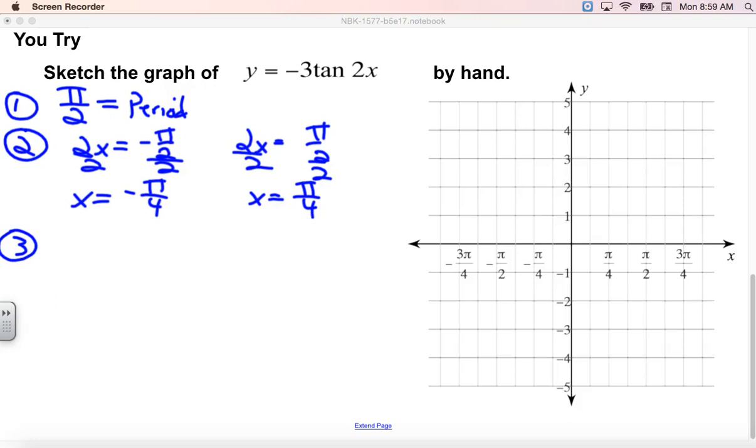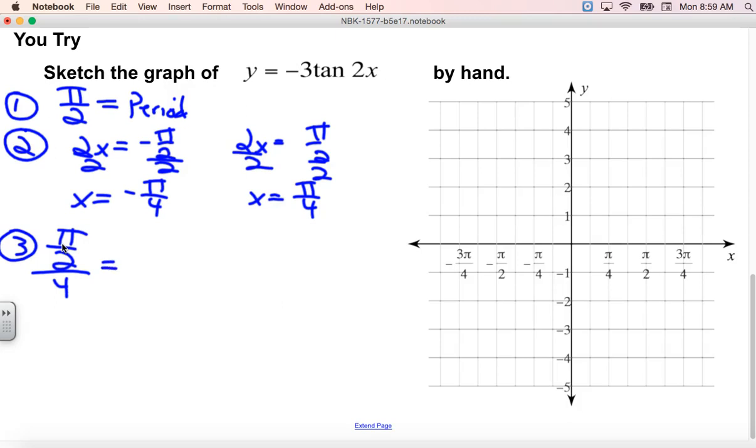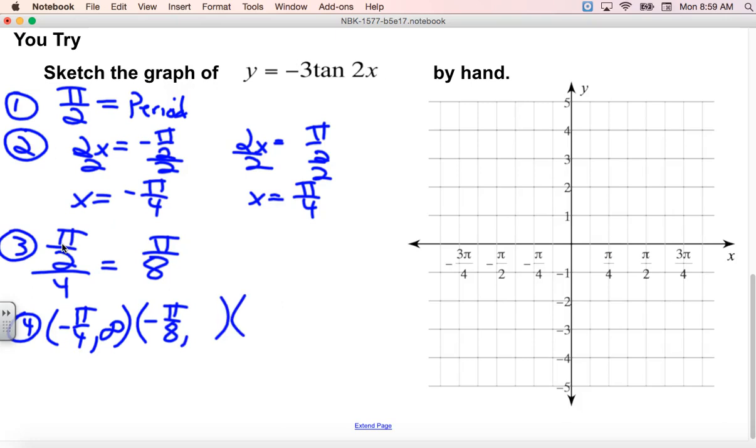Now we take the period for the third step, which is pi over 2, and we divide that by 4 in order to figure out the distance between each key point. Whenever you do that, you get pi over 8. So now we can write our key points. The first one is going to be negative pi over 4, infinity. The second one, we're going to add pi over 8 to negative pi over 4, and that's going to give us negative pi over 8. And then the next one, we're going to add another pi over 8, we get 0. And another pi over 8, we get pi over 8. And then the last one, we add pi over 8, and we get pi over 4, which we expect to be our last key point.